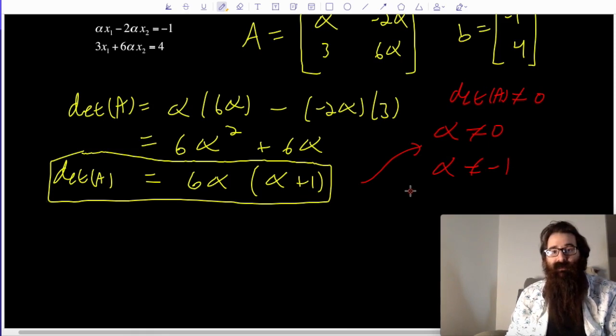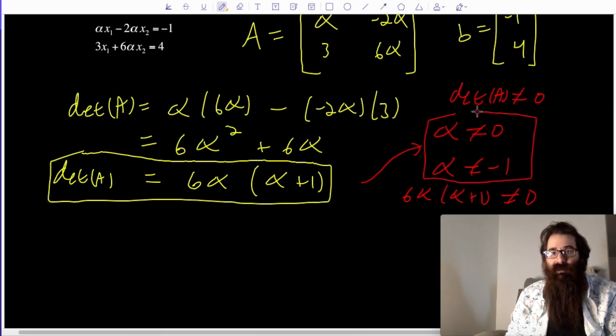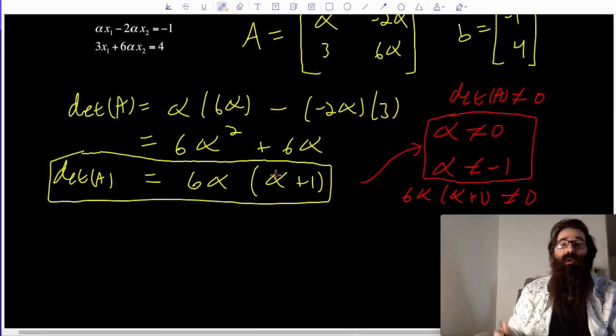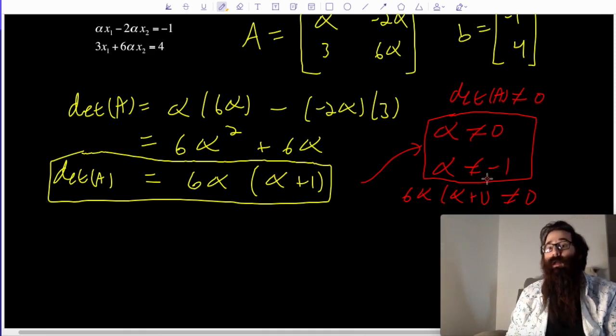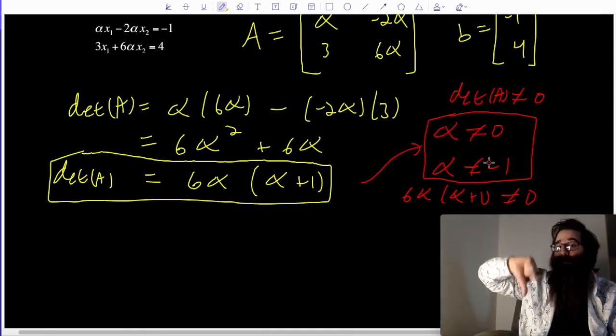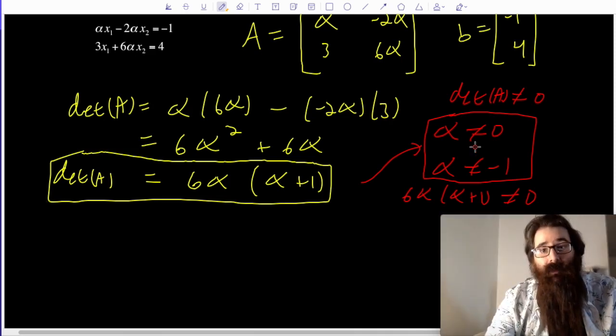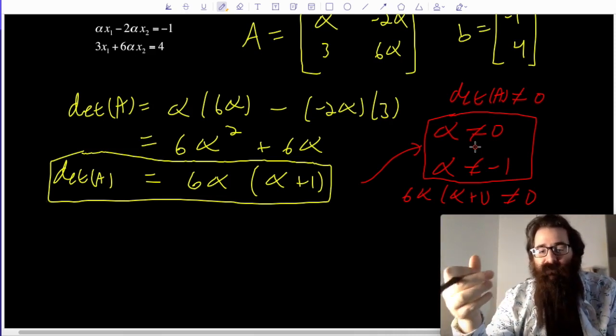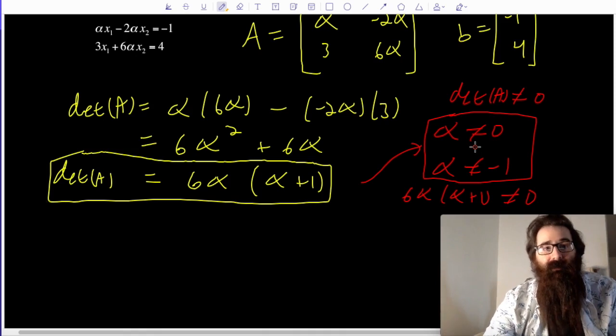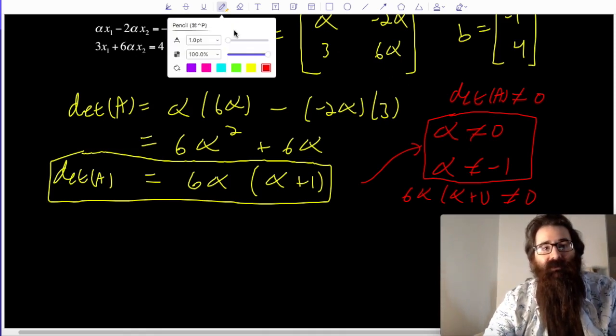I want to make sure that this 6 alpha times alpha plus 1 is non-zero, which really falls into these two possibilities. So no matter what I have for alpha, it shouldn't be 0. That gives me a determinant of 0, which is bad news. Or it should not be a negative 1. If alpha is negative 1, that's also bad. It gives me a determinant of 0. I don't want that. I need to make sure I stay away from that. But provided alpha is anything else, if alpha is not 0, if alpha is not negative 1, anything else for alpha is fine, perfectly fine. So that's the consideration that we have here.